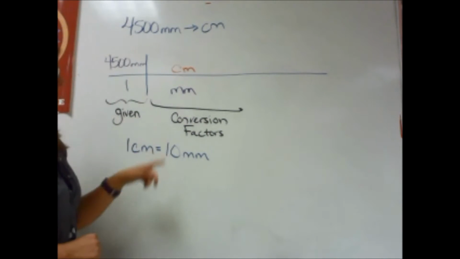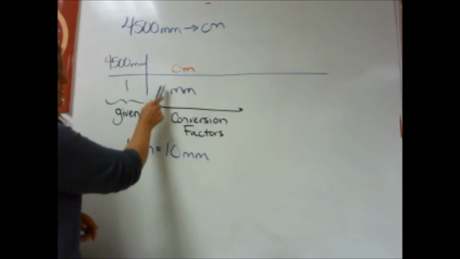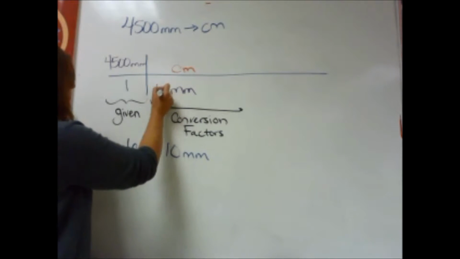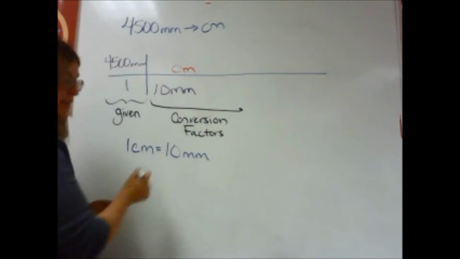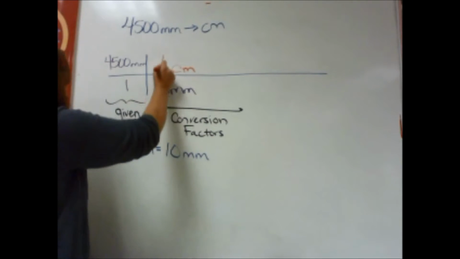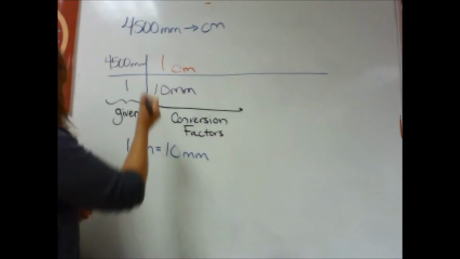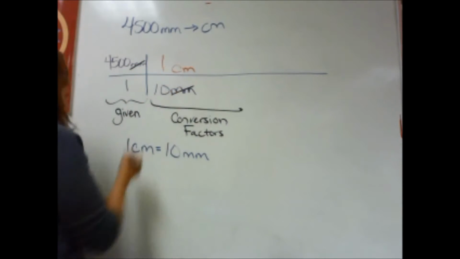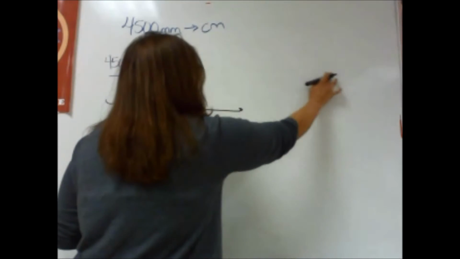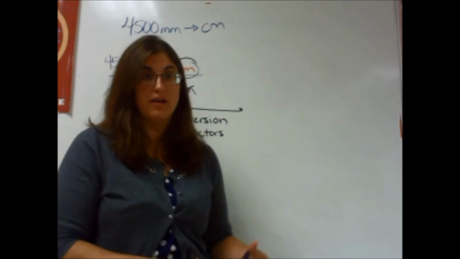So what we're now going to do is put our values next to our units up here. So we're going to put 10 next to millimeters, because it's 10 here. And next to our centimeters, we're going to put 1. And then we come back through. We're going to cross off our millimeters because they cancel. We're going to circle our centimeters because they are still left. They're only on top, not on the bottom.